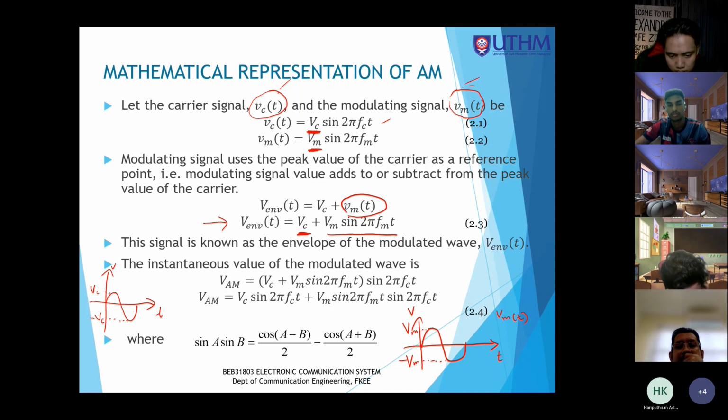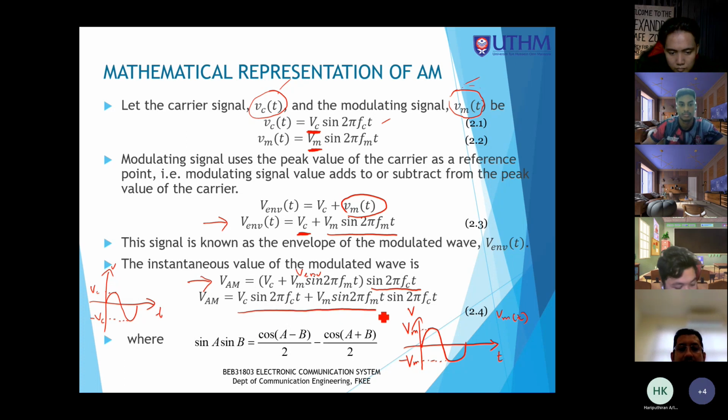From these envelope equations barulah diterbitkan persamaan full AM, persamaan penuh. Persamaan penuhnya adalah V envelope multiplied with sine 2 pi fc t. Apabila kita darabkan maka kita akan dapat persamaan akhir seperti ini: Vc sine 2 pi fc t plus Vm sine 2 pi fm t sine 2 pi fc t.